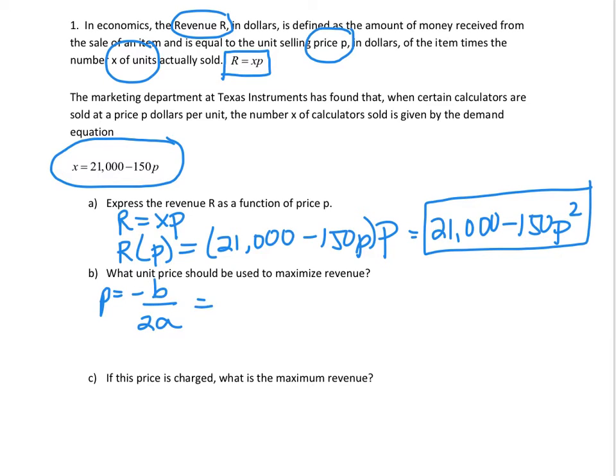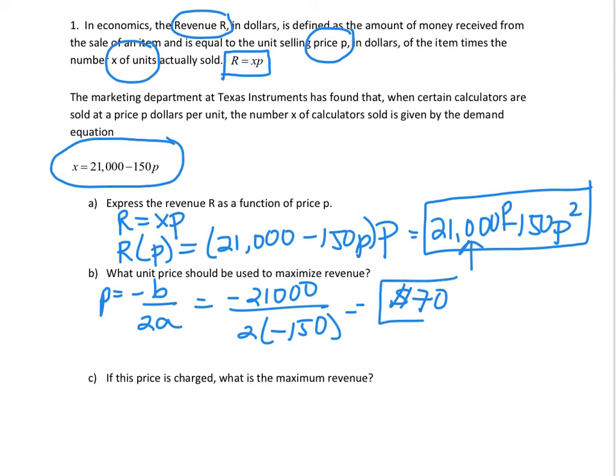And if I crank that out, just keep in mind, this 21,000 here, that's your B value, even though it's written first, because that's the one attached to the P to the first. So negative B, negative 21,000 over my 2a. Alright, now we might want to grab a calculator to do that, but it ends up being $70. So again, we're using a calculator for some of this kind of stuff, but we're not using the calculator for graphing and finding the min-max.